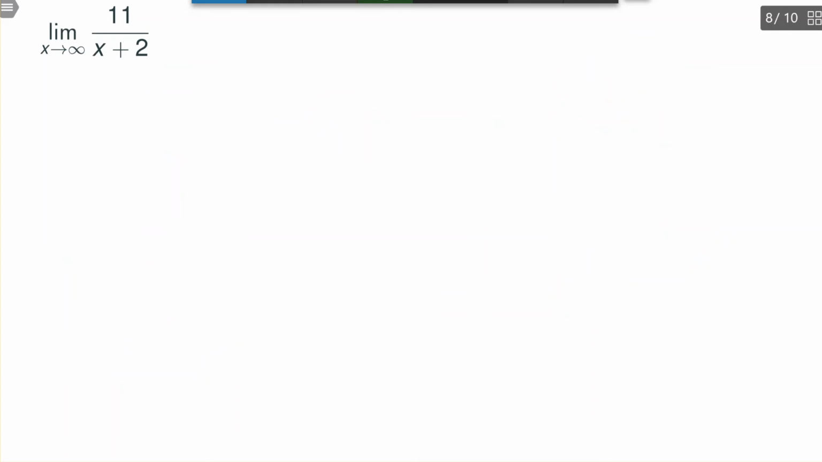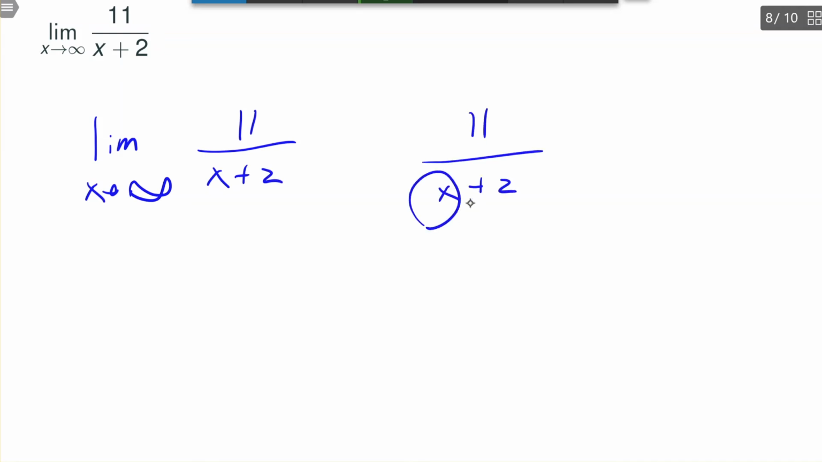Evaluate the limit as x approaches infinity of the function 11 over x plus 2. Infinity is not a number, so we don't think of it as plugging in, but in terms of trend. As x approaches infinity, that means we plug bigger and bigger numbers into this function. What happens to 11 over x plus 2 as x gets really large, like a million, billion, trillion, bigger and bigger?